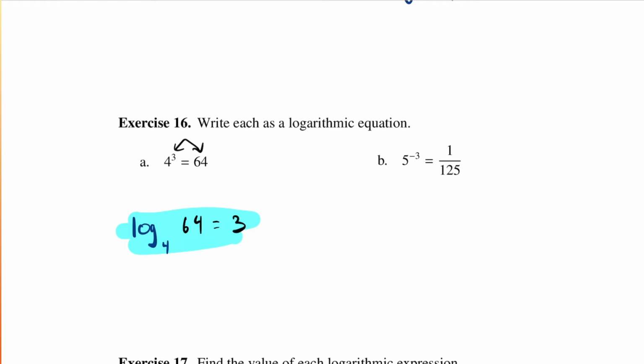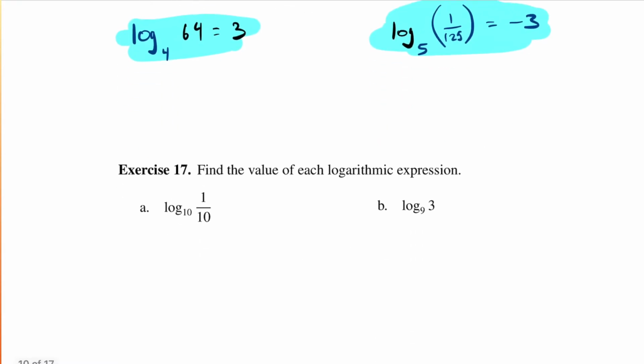Let's do the same thing over here. Write the word log. Swap these two values or numbers, and you get base 5. There's your base. And then the 1 over 125 goes to the left. I'm going to use parentheses. And on the right side, you got the -3. And that is our final answer.